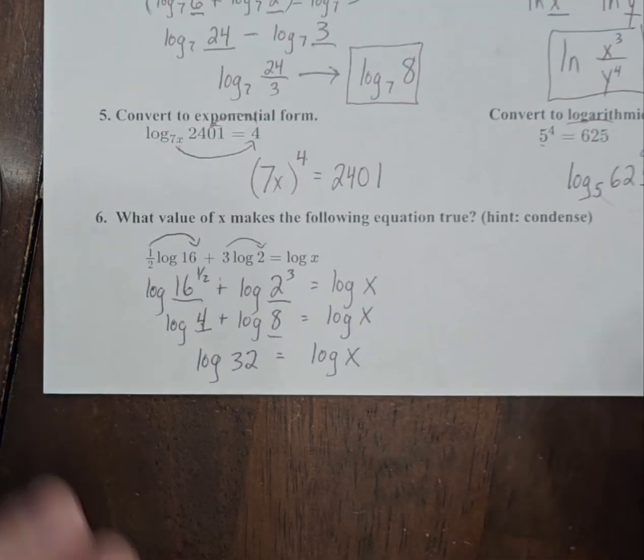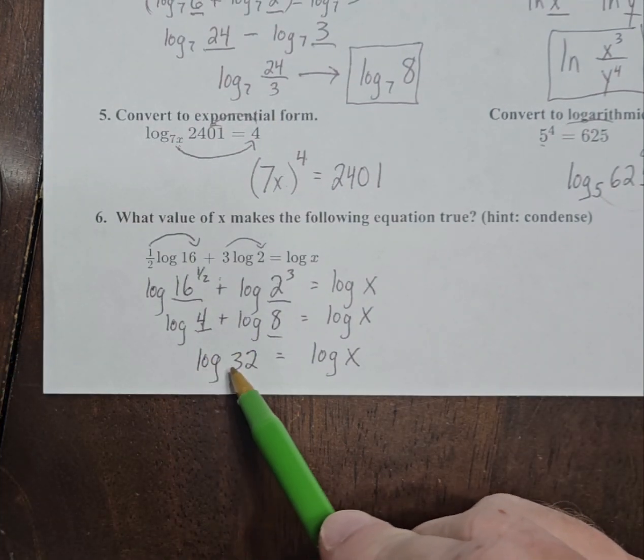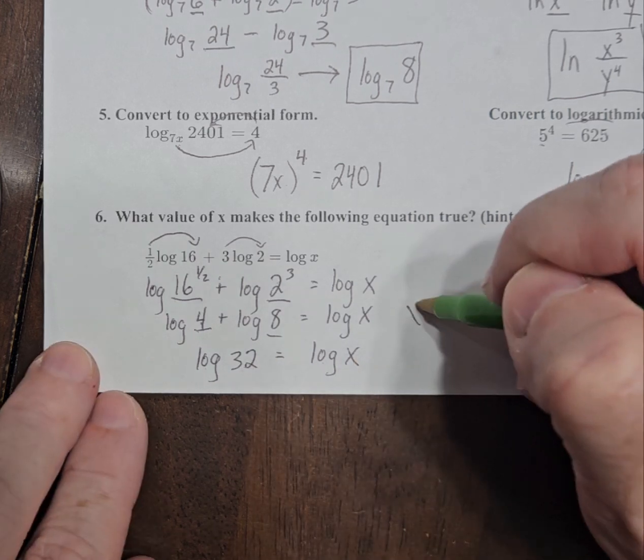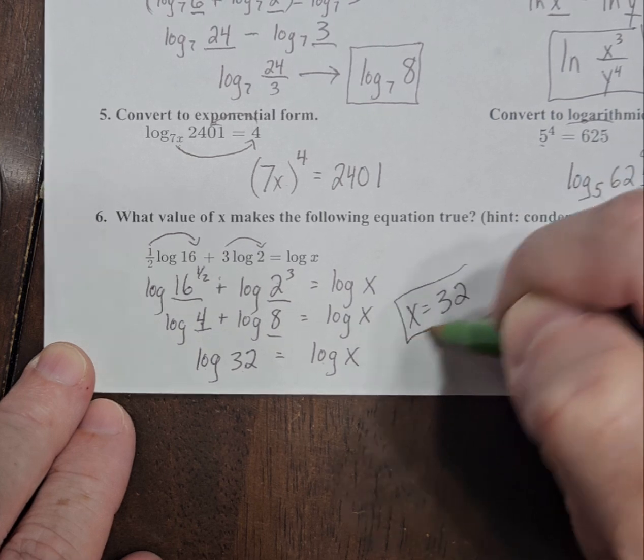Okay, now this is just kind of a truth statement here. We have log number equals log x. So of course 32 has to be equal to x. x is equal to 32.